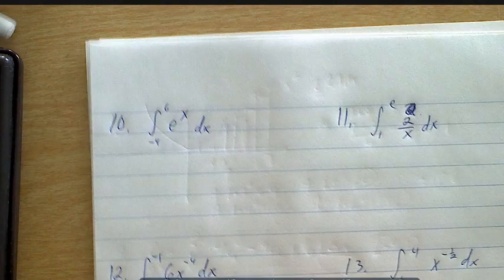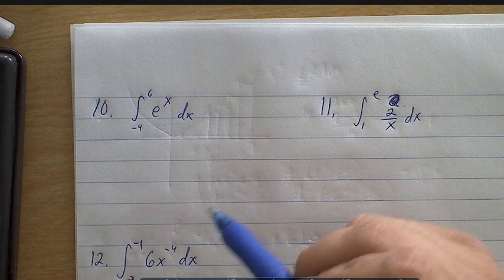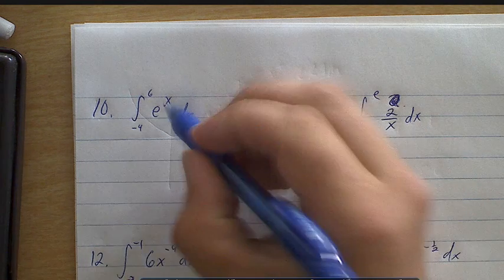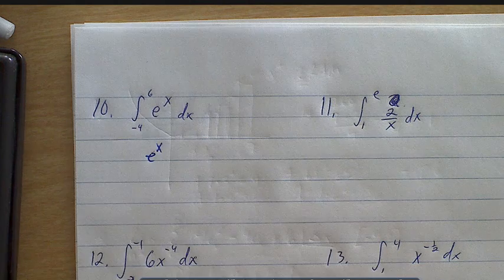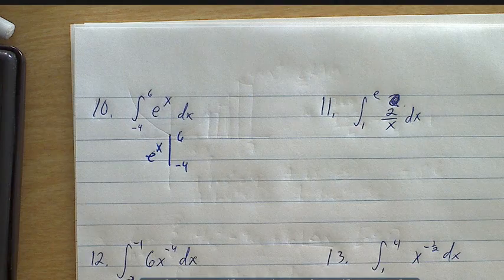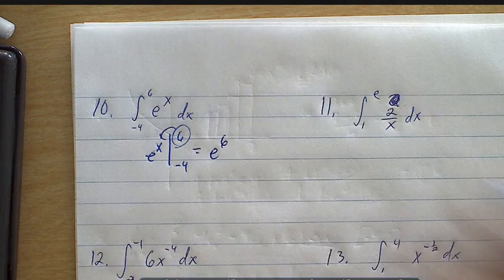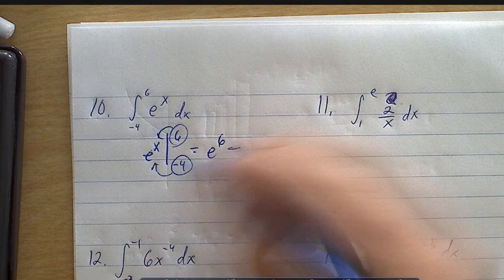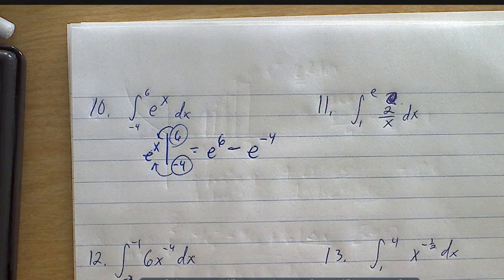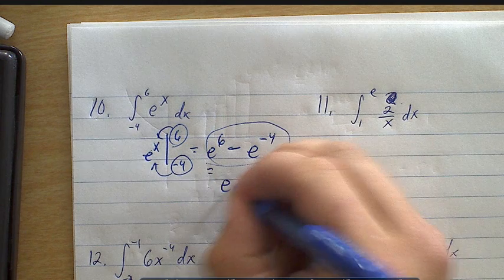Okay, some additional integrals. Number 10, integral from -4 to 6 of e to the x dx. The antiderivative of e to the x is just e to the x, and we evaluate that from -4 to 6. So you substitute the upper limit in first, minus, substitute the lower limit in. And so you have this, which is the equivalent of this, due to the negative exponent.